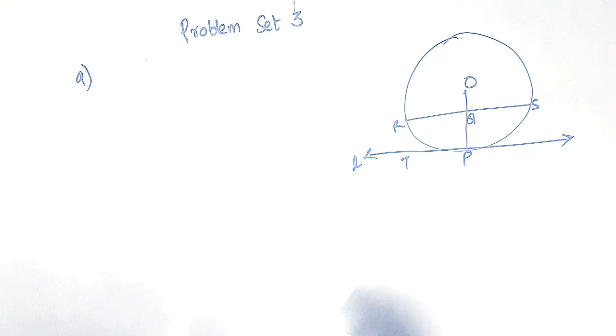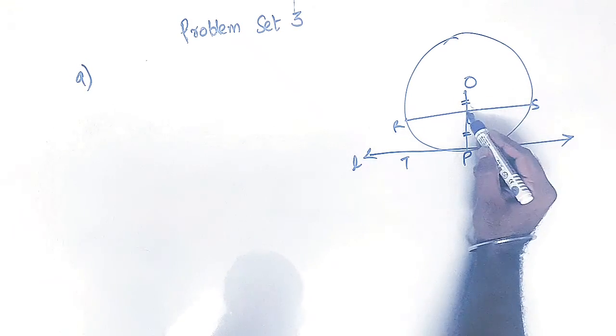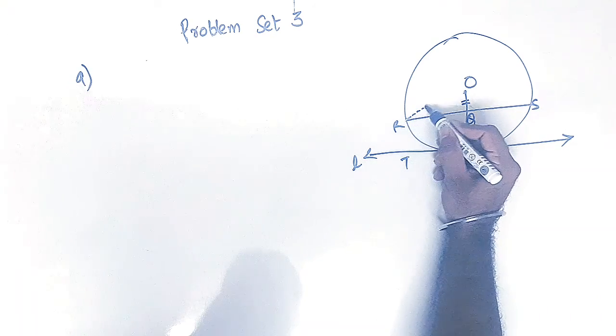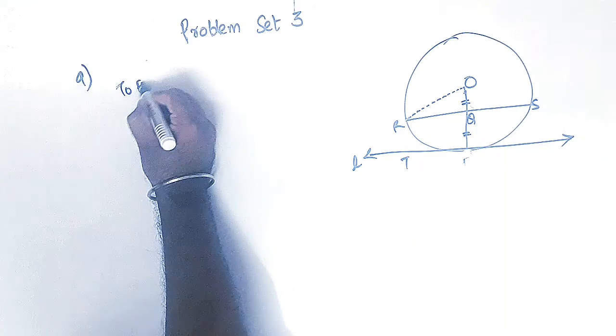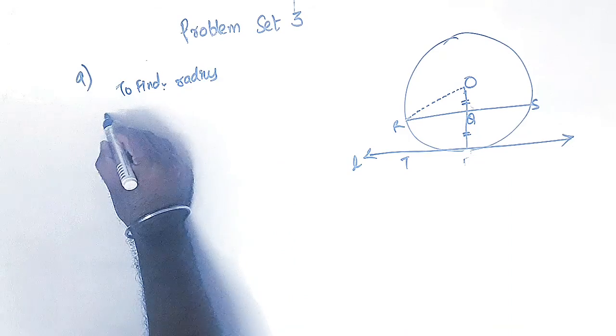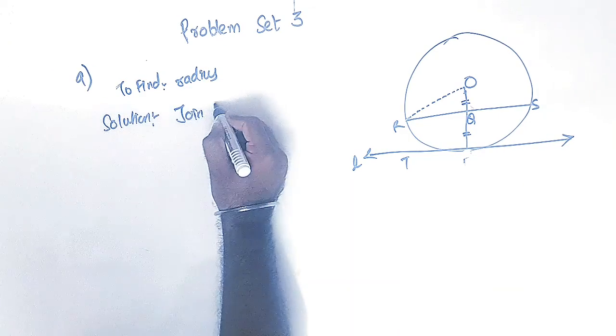But the other thing given is Q is the midpoint of OP. So I'll just put identical marks here. That signifies that Q is the midpoint of OP. Okay, now find the radius of the circle. We have to find the radius of the circle. So what I'll do is first draw this OR. So to find the radius, the solution is, first I'll write join OR.